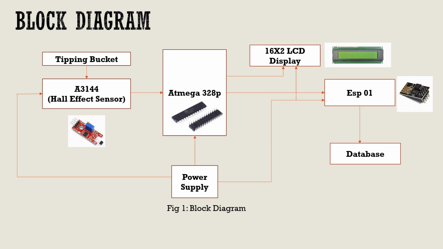The Atmega is connected to a 16 by 2 LCD display to display the data that is collected from the Hall effect sensor. From the Atmega, it is connected to a Wi-Fi module, which is the ESP01, which transmits the data serially to the database.